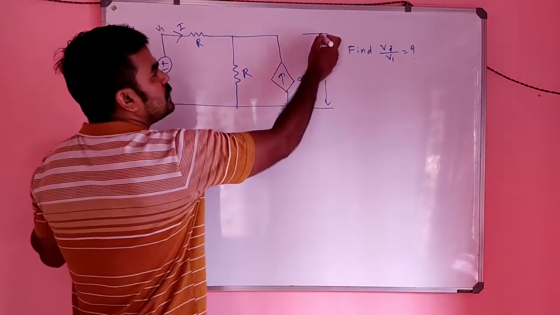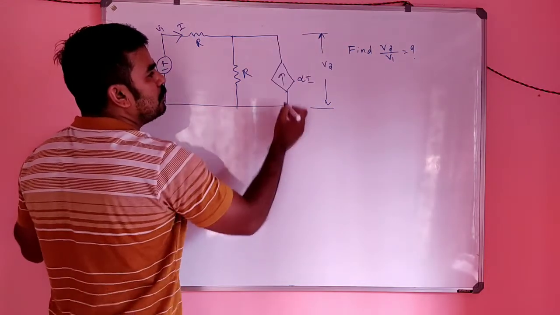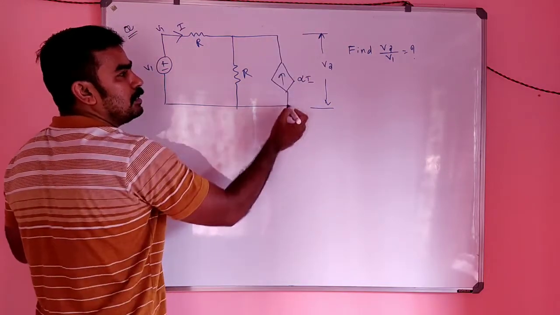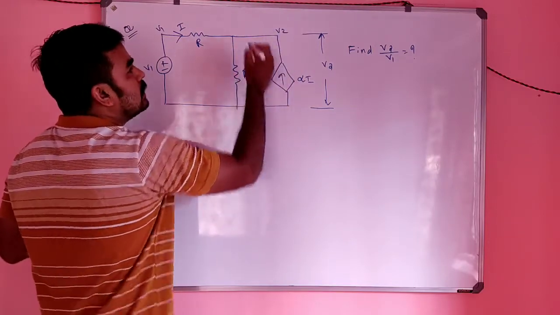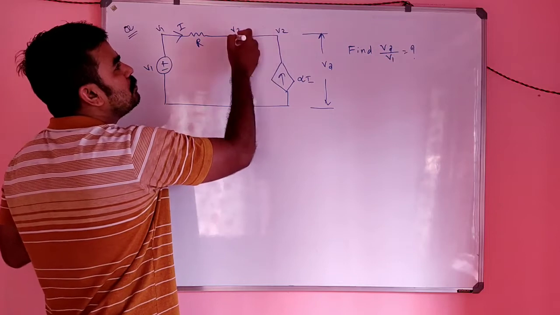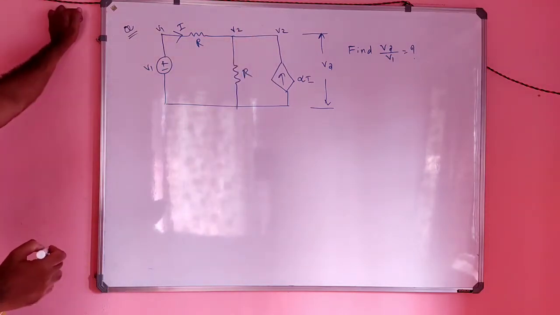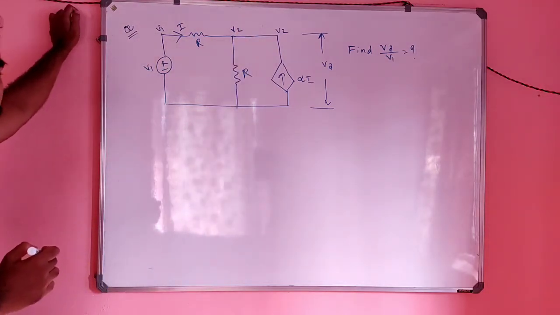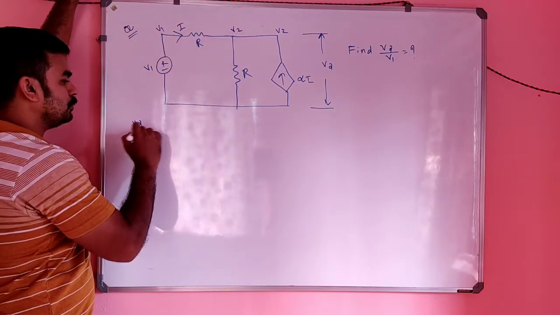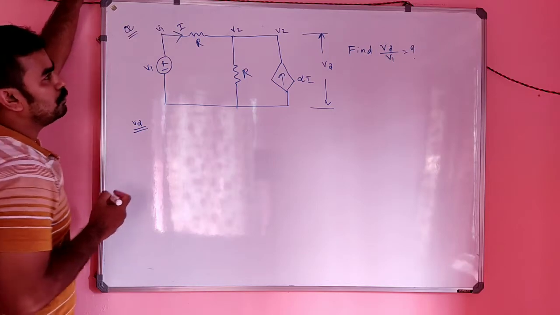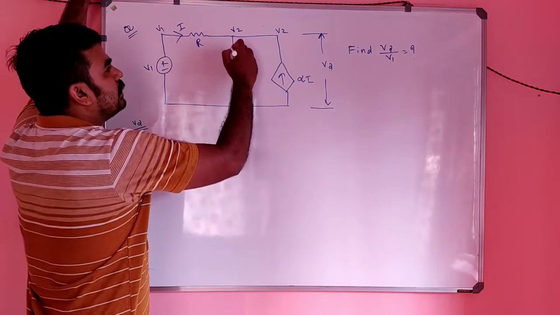Clear? If this is V2, it means across these two terminals there will be a voltage of V2, so this also is V2. If this is V2, this is also V2, right? So you marked all. Now we have to apply the nodal equation at V2. I can arbitrarily take any direction of current.